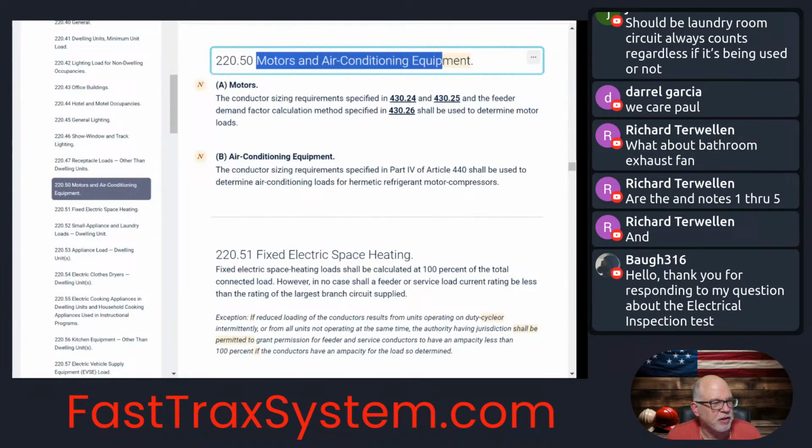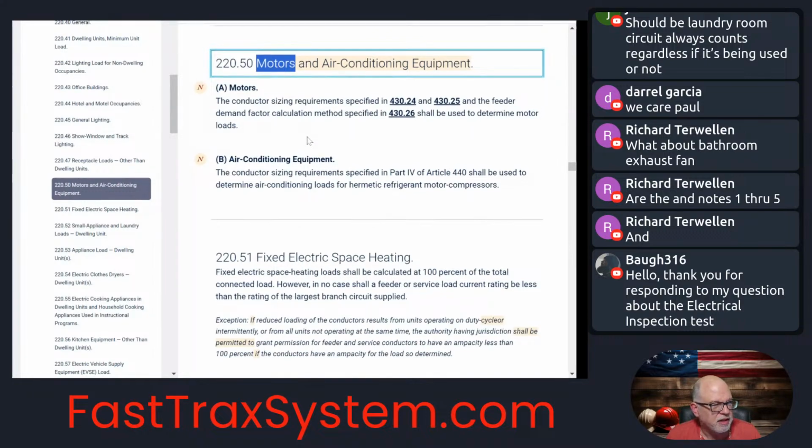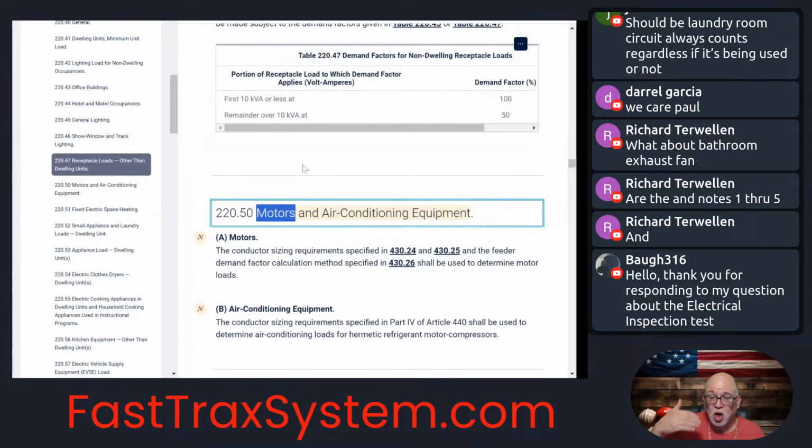Motors and air compression equipment. Okay, motors. We got some motors. So it says the conductor sizing required, specified in 430.24 and 430.25, and the feeder demand factor calculating methods in 430.26 shall be used to determine the motor loads. Okay, but we're under a load calculation. So that's what gets us to 220.50.